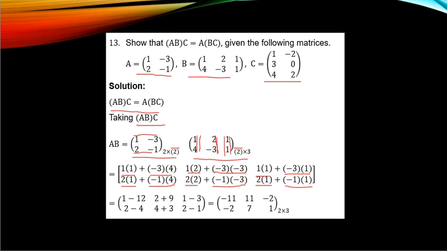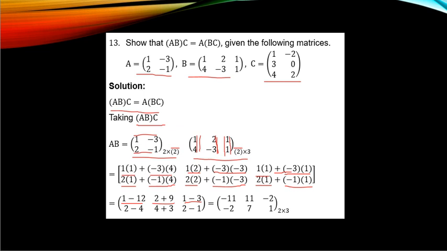So you multiply. 1 times 1 is 1, plus minus 3 times 4 is minus 12. In the second entry, you have 2 plus 9, because minus 3 times minus 3 is plus 9. The third entry, 1 minus 3. 1 times 1 is 1. Plus times minus is minus. This is what I'm referring to now. Then 3 times 1 is 3.